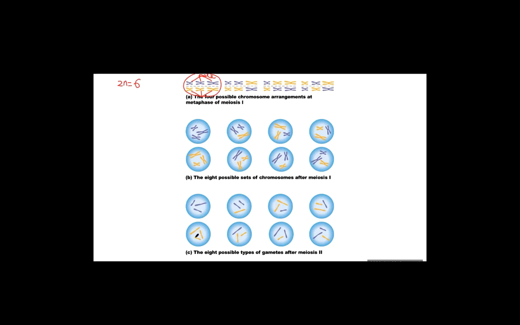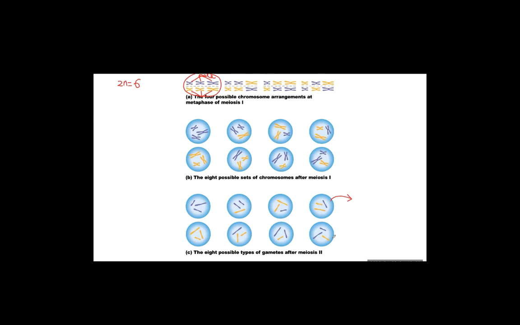Now, if we look at panel C, after meiosis 1, meiosis 2 occurs, and then these continue to give 8 possible types of gamete after meiosis 2. So this gamete might be used for fertilization. Every gamete has the potential to form a zygote. Therefore, you never know which gamete is going to be the partner of the other gamete.